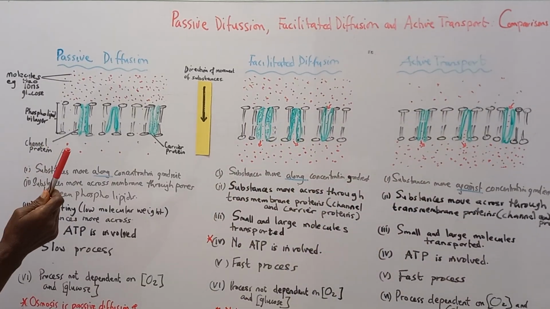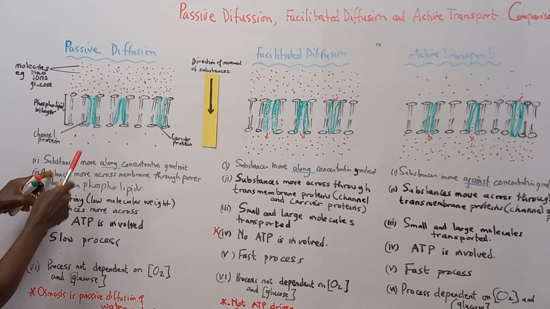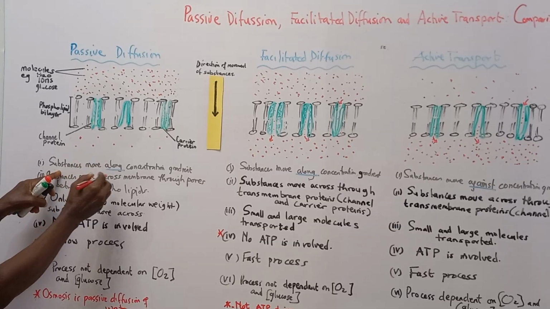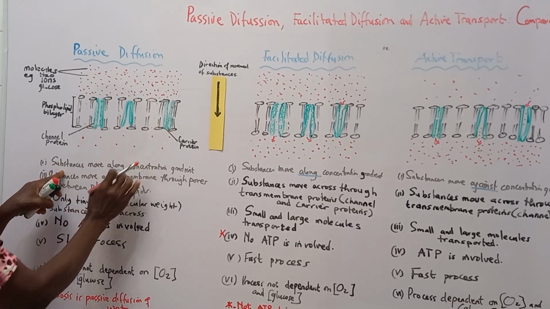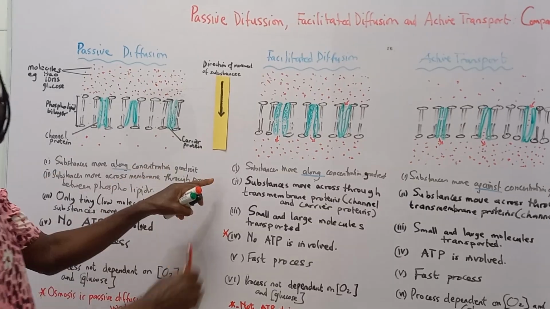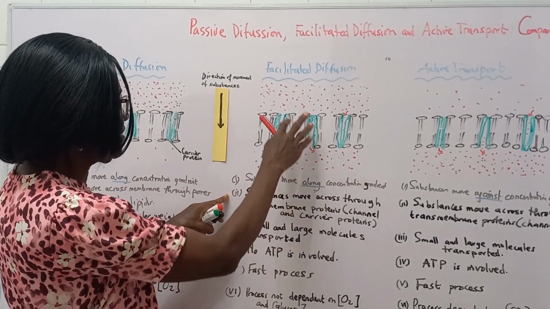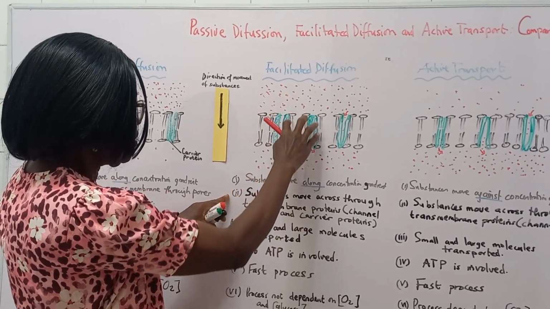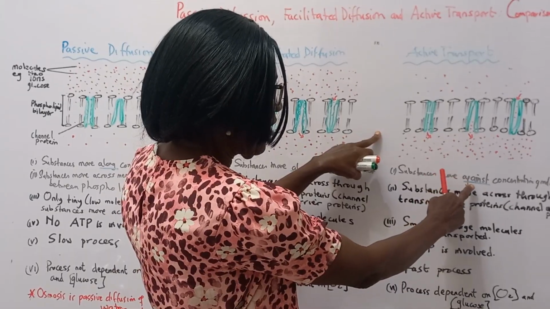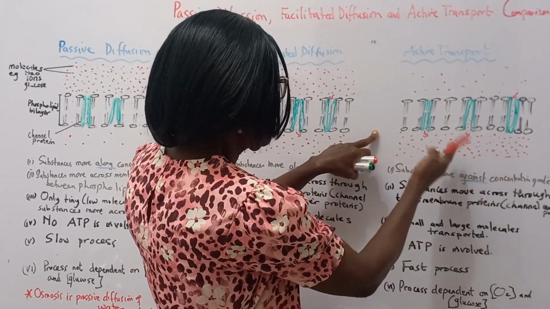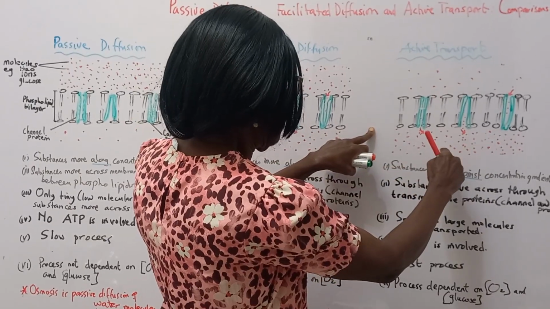Looking at the processes in a bit more detail, we have this table. Passive diffusion: substances move along the concentration gradient from high concentration to low concentration. Facilitated diffusion: substances move along the concentration gradient from a high concentration to a low concentration. Active transport: substances move against the concentration gradient. The gradient is lower here, and yet the substances will be moved across.